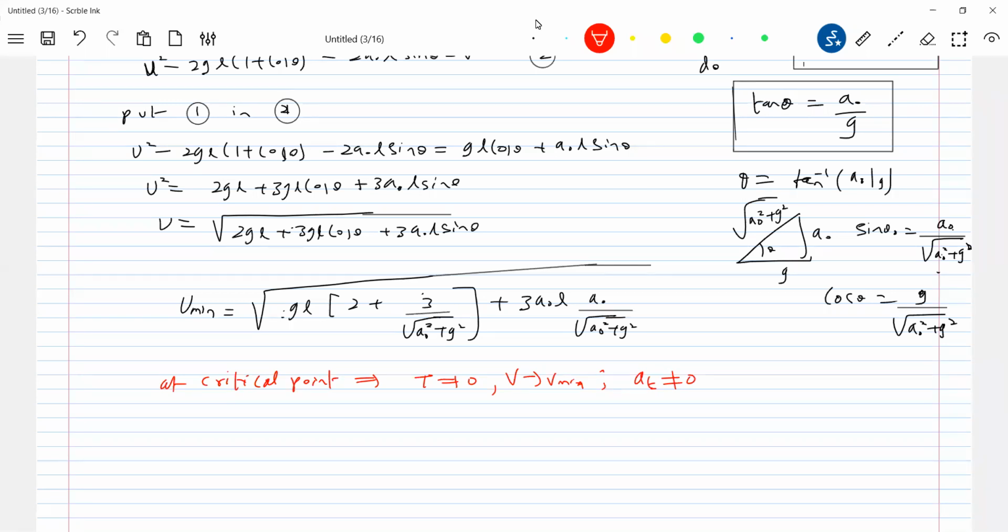If a naught is not equal to g, then what happens? The tangential acceleration becomes non-zero. So therefore, at the critical point, tangential acceleration must be zero. Need not. These are some conceptual things they'll ask you. Unless you discuss such numericals, it's not possible.